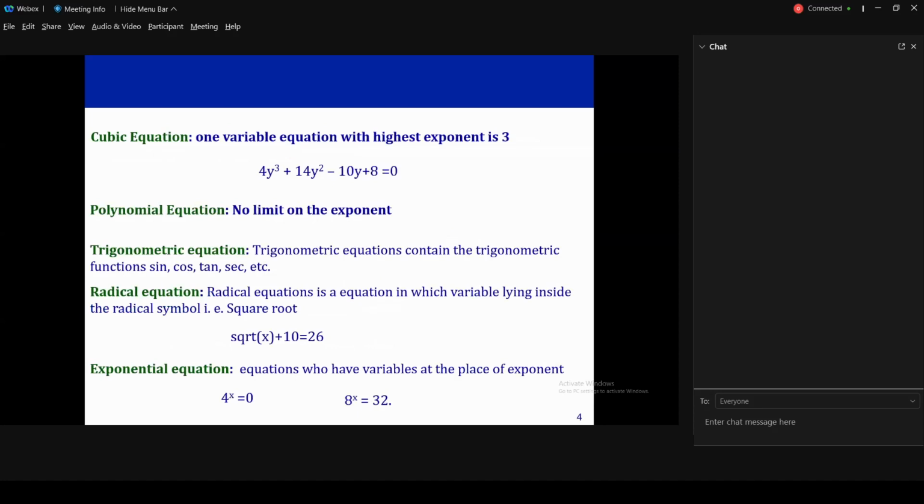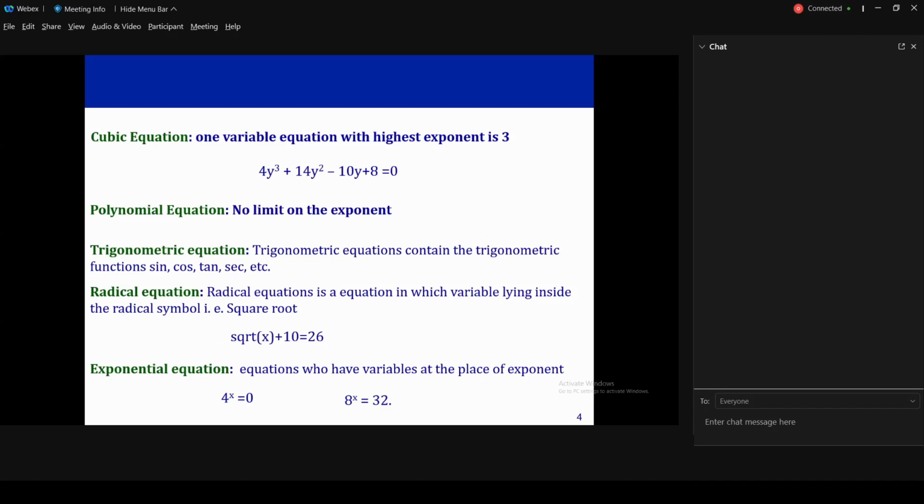Then cubic equations. One variable equations with the highest exponent 3. So here 4y cubed plus 14y square minus 10y plus 8. y has the highest power as 3. And then there are polynomial equations where we don't really have any limits on the exponent. It may be 4, 5, 6, 7, whatever it may be.